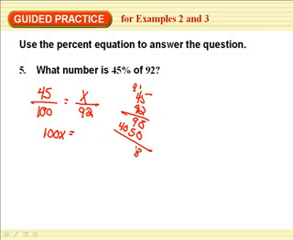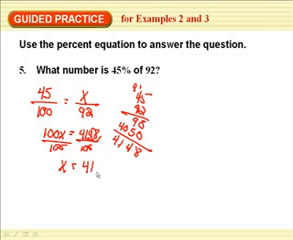That'd be an 8, 14, carry the 1, 41, 48. I love it when we divide by 100, because when you divide by 100, all you do is move the decimal over 2 places. 41.48 out of 92 would get you a 45%. And they just rounded it to the nearest tenth.